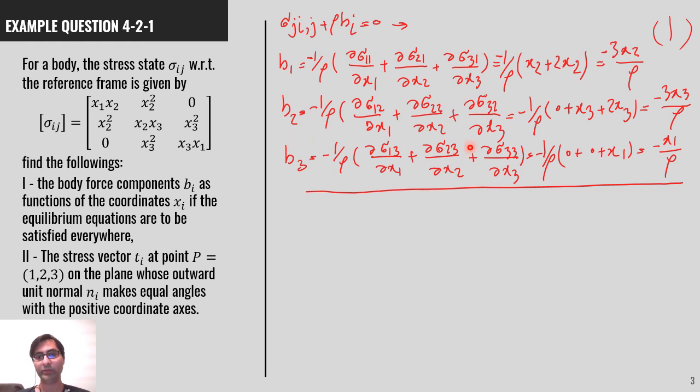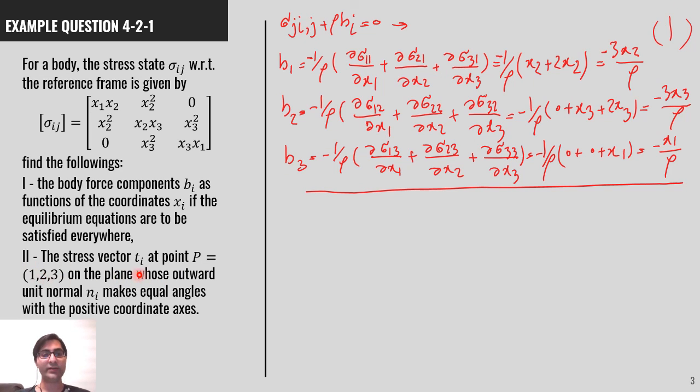The same for b2 gives us minus 3x3 divided by rho, and the same for b3 gives us minus x1 divided by rho. Make sure that you form the divergence of the stress tensor correctly. That's the answer to the first part of this question.